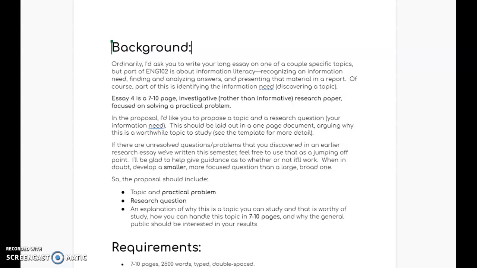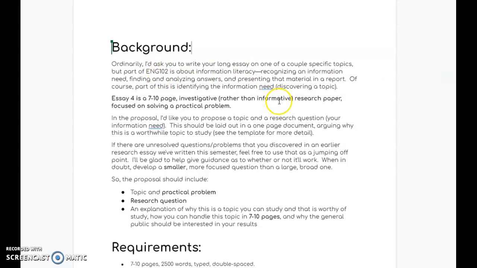Okay, so Essay 4 is a 7 to 10 page. Yes, that is correct. Yes, that is required by the state. No, you cannot drop my class and go take somebody else's class who will ask you to write a shorter paper, because we all do this. Okay, Essay 4 is a 7 to 10 page investigative rather than informative research paper focused on solving a practical problem. Some really key things here.